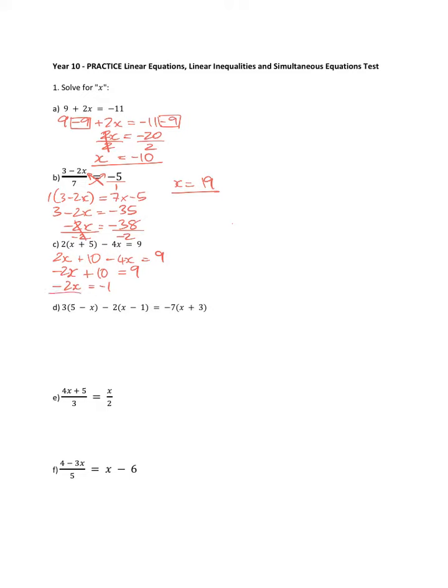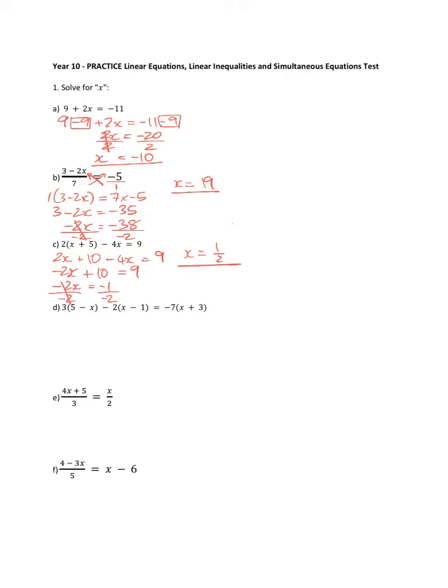X is being multiplied by negative 2. The opposite of that is dividing by negative 2. Divide by negative 2 on both sides. You're left with x. X is going to be whatever negative 1 divided by negative 2 is, which is positive a half. Why? Because a negative divided by negative is a positive.